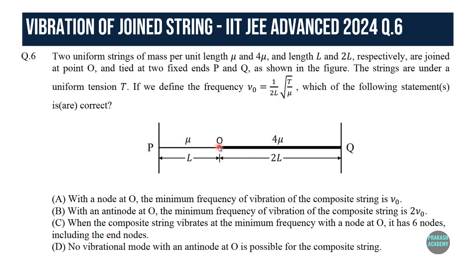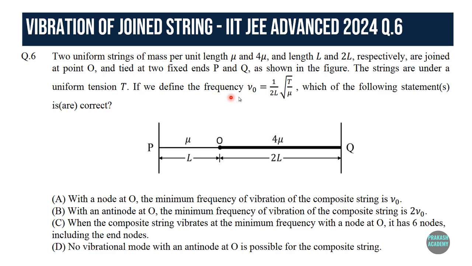So this is one string, this is length L and mass per unit length mu, and this is another string, length 2L and mass per unit length 4 mu. These are joined at point O and fixed at points P and Q. The strings are under tension, uniform tension T. So there is a tension throughout, and this is a uniform tension, that is T.